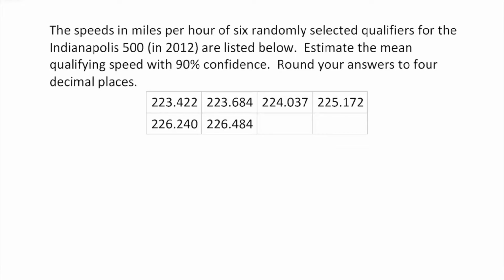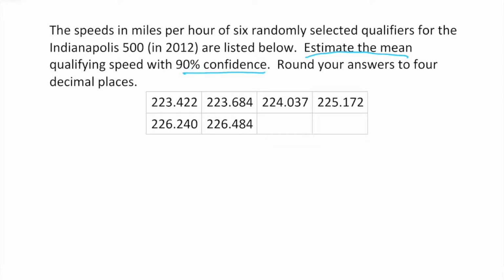The speeds in miles per hour of 6 randomly selected qualifiers for the Indianapolis 500 in 2012 are listed below. Estimate the mean qualifying speeds with 90% confidence. Round your answers to 4 decimal places. So always go to your question what you're being asked for. Here you're being asked to estimate the mean qualifying speed with 90% confidence.